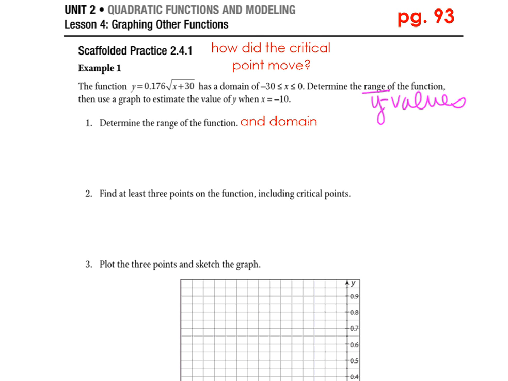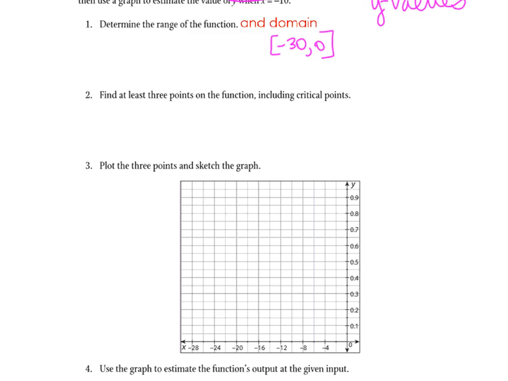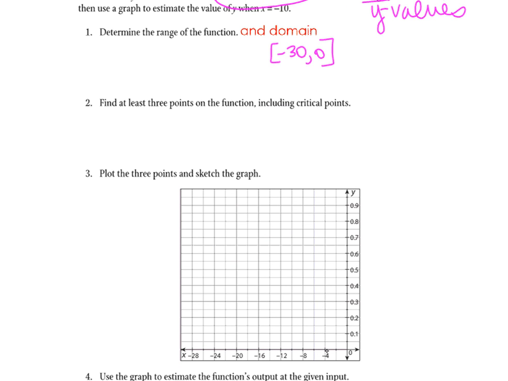And then use a graph to estimate the value of y when x equals negative 10. So it says determine the range of the function and domain. Well, the domain is given to us. Our domain is going from negative 30 to 0, and it's less than or equal to, so we want to include those values. So our domain is going to be negative 30 to 0. And if you look at the graph that they set up for us, that's what they want us to have.